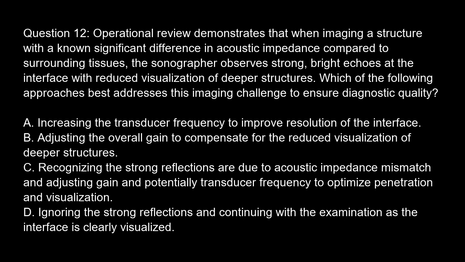Option A. Increasing the transducer frequency to improve resolution of the interface. Option B. Adjusting the overall gain to compensate for the reduced visualization of deeper structures. Option C. Recognizing the strong reflections are due to acoustic impedance mismatch and adjusting gain and potentially transducer frequency to optimize penetration and visualization. Option D. Ignoring the strong reflections and continuing with the examination as the interface is clearly visualized.